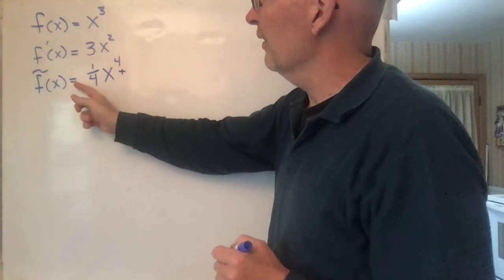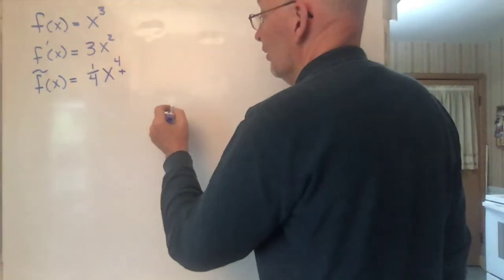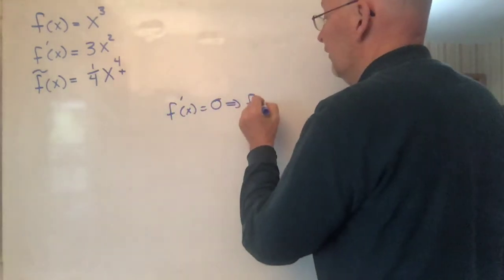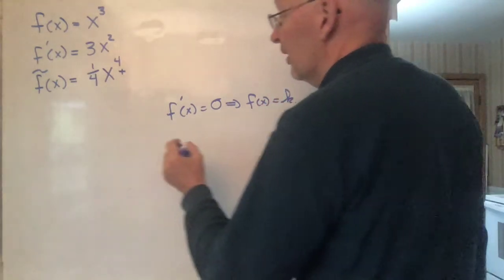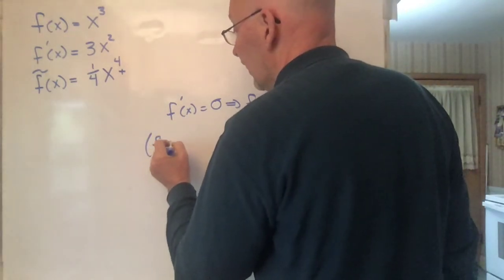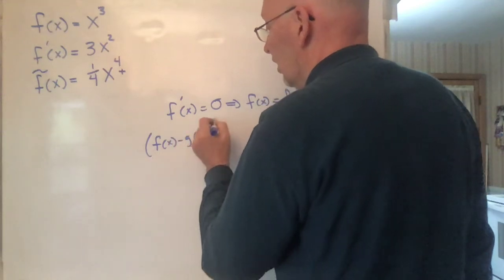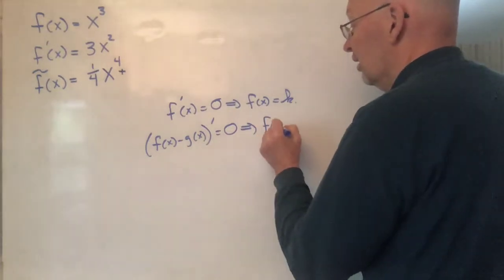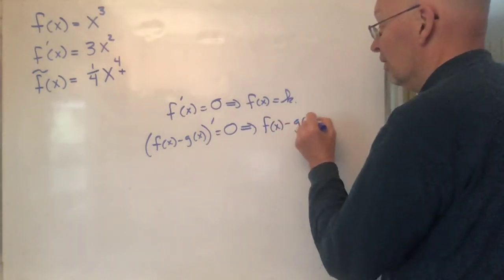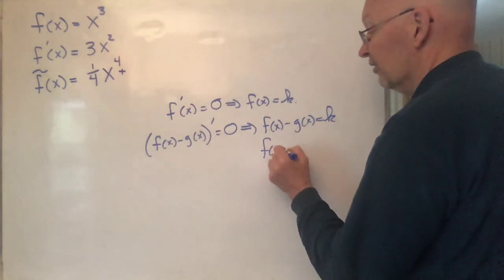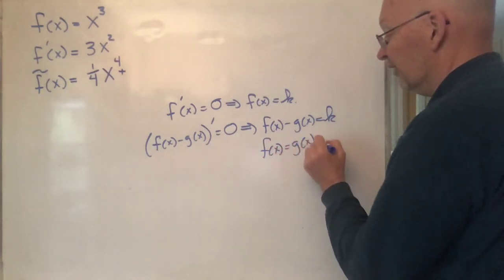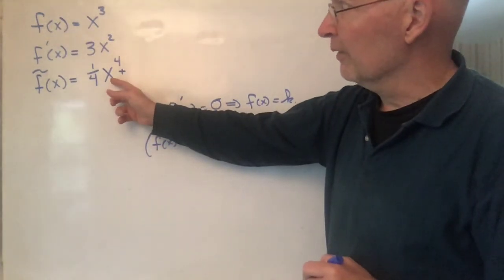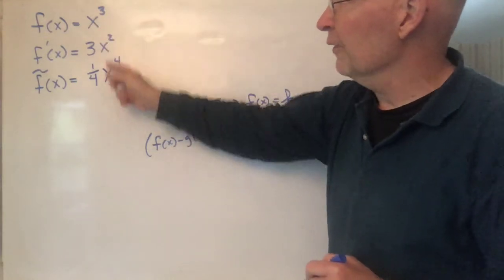But what we did learn back when we studied the mean value theorem is that if the derivative of f is 0, that implies that f is the constant function. So because of that, if the derivative of f of x minus g of x is equal to 0, that implies that this function is the constant function, which means that f of x is equal to g of x plus a constant. So what we proved is that if you have any two antiderivatives of a function, the only way they can differ is just by a constant.